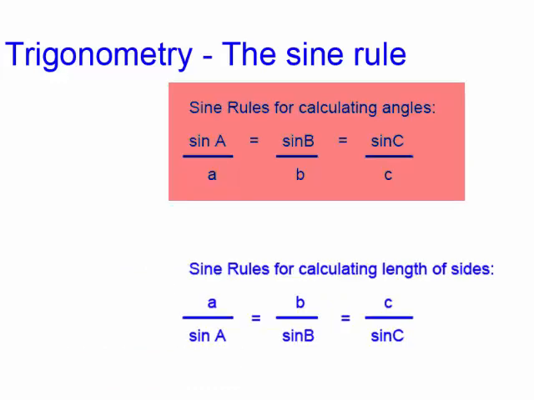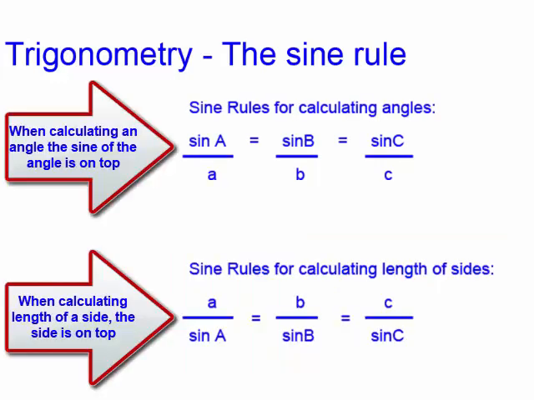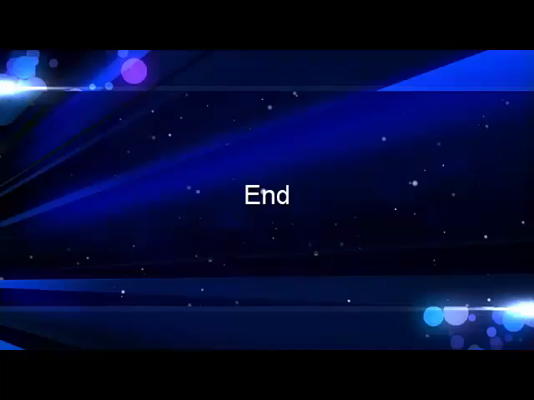Remember, these sine rules help us calculate the size of angles, and these sine rules help us calculate the length of sides. Once we identify the type of sine rule we are going to use, we will replace these variables with variables from the triangle, and then calculate our answer.